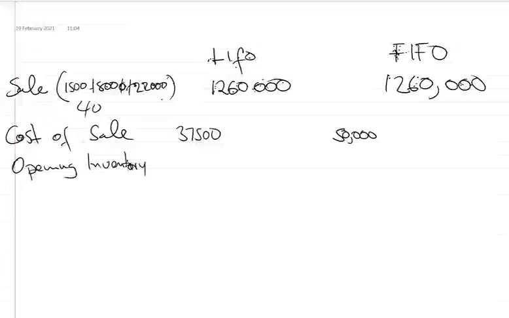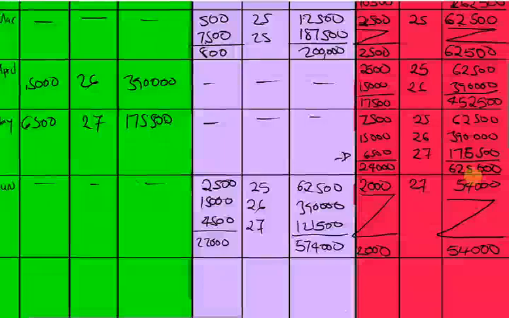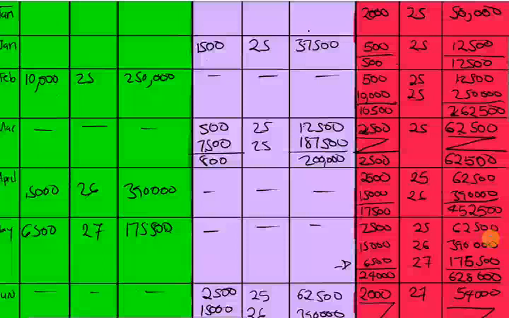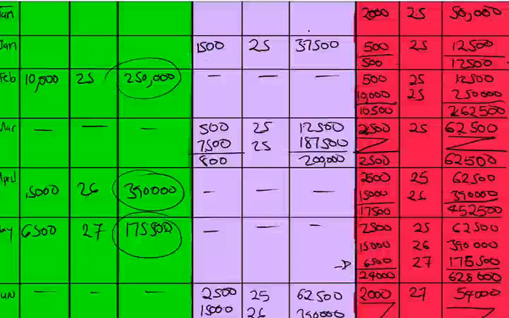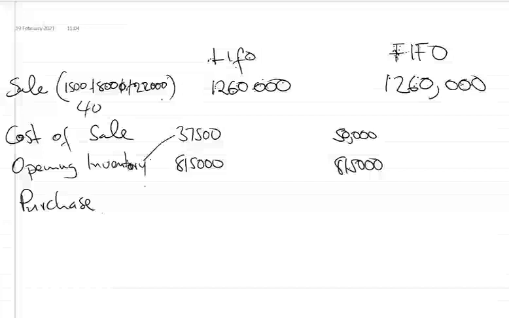Right? Let us go to purchases. The first way to find the purchases is just to add this column for receipts, and go on values and add up the figures. So here we have 250, you have 390, and you have 175,500. Both valuation methods will have the same. So if you add up those, the purchases, you should find 815,000. That means all of them the same on purchases.